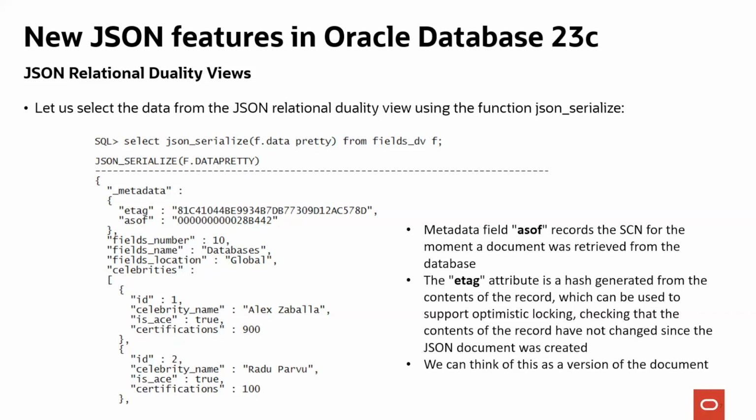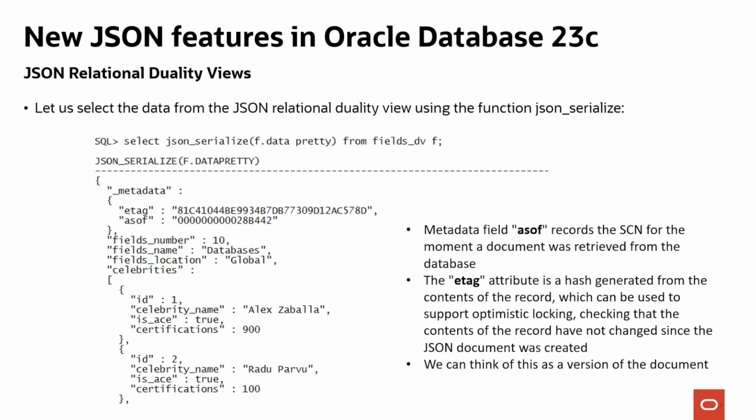In the beginning, you have some metadata. The metadata contains two different keys. One of them is called as of, which is actually the system change number for the moment the document was retrieved from the database. That is important for data consistency. And you have the ETH, which is actually a hash. It's generated from the contents of the record.